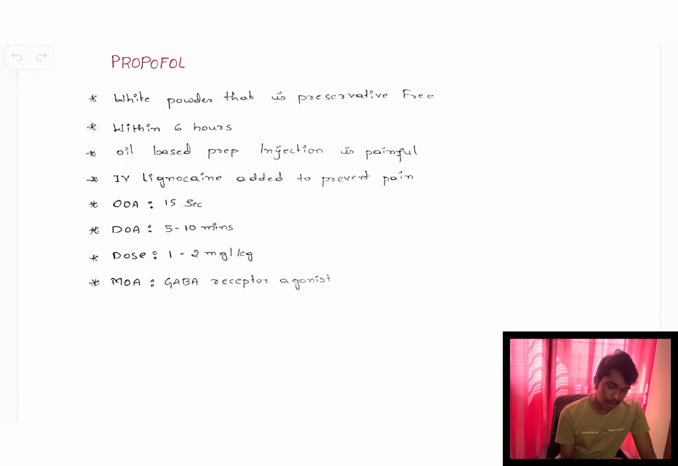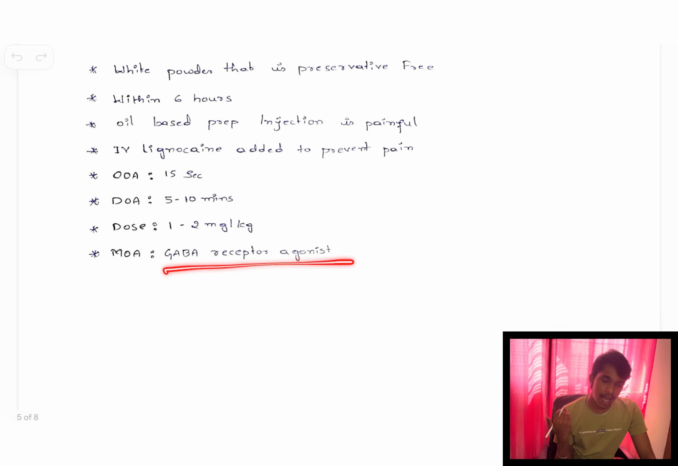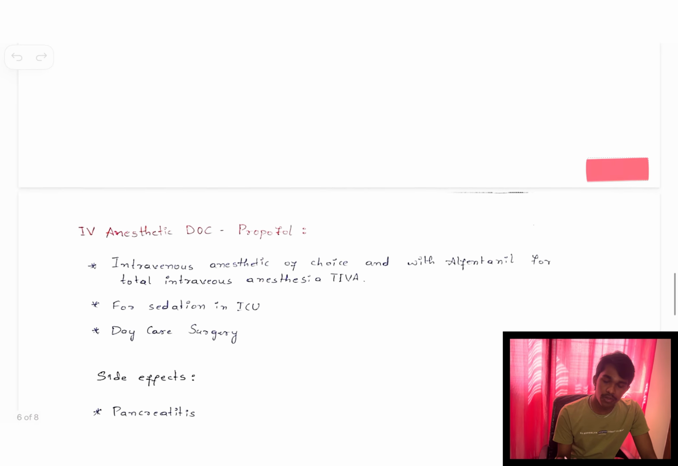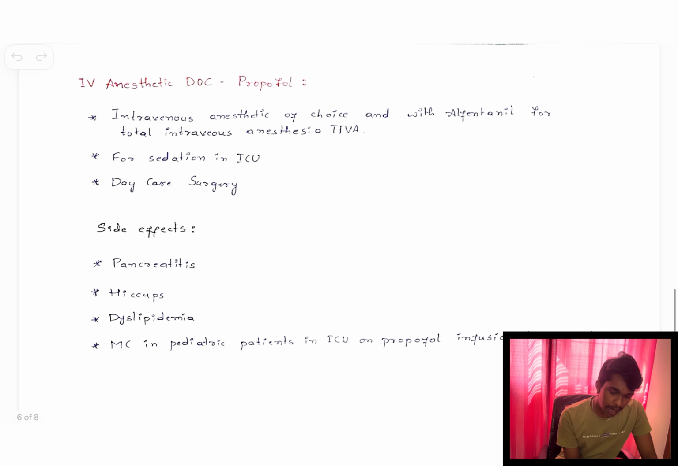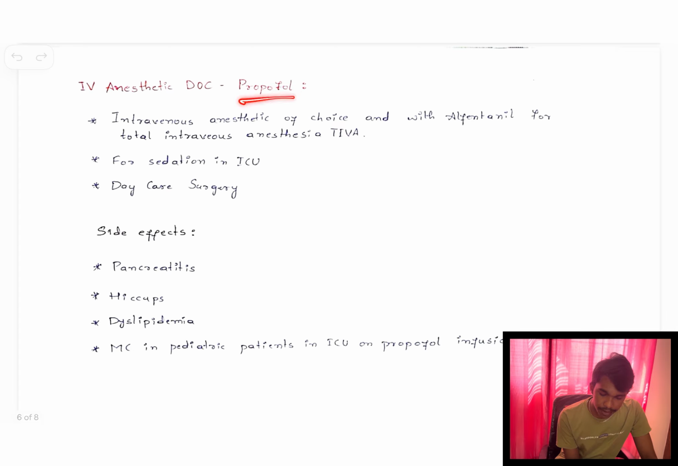Okay. Mechanism of action, GABA receptor agonist here. There in ketamine, it was blocking NMDA or glutamate mediated receptors or channels. Here it is a GABA receptor agonist. So what is the drug of choice? Propofol is added with alfentanil. It is an opioid. It is added with propofol to give a total intravenous anesthetic effect. Also for sedation in ICU and daycare surgeries, it is the choice.